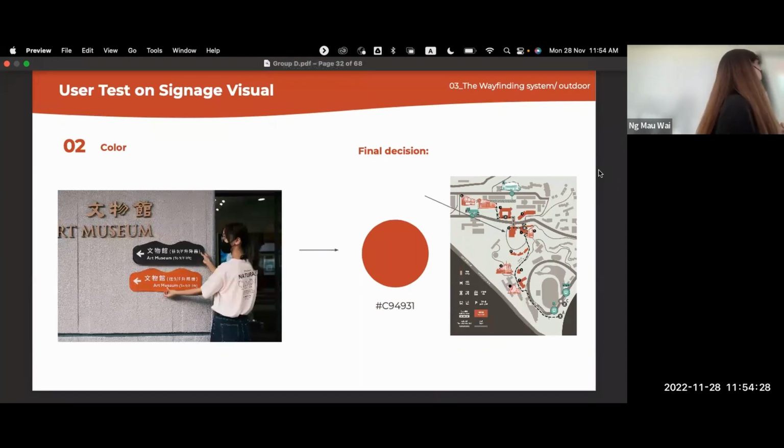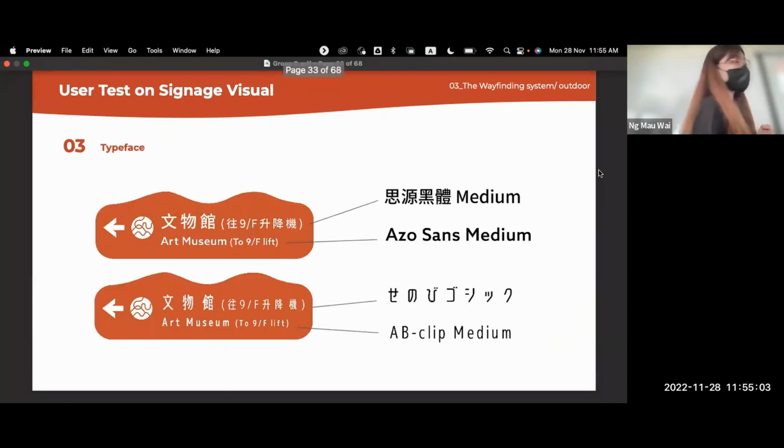For the color, we tested 2 colors: one is orange and the other is dark brown. The final decision is to use orange because, as the users said, orange is more eye-catching, allowing them to spot the signage more easily. And as Ophelia just mentioned, in our map design, the orange color is used to indicate all the information about the walking route. So using orange for the outdoor signage makes it more consistent with the map.